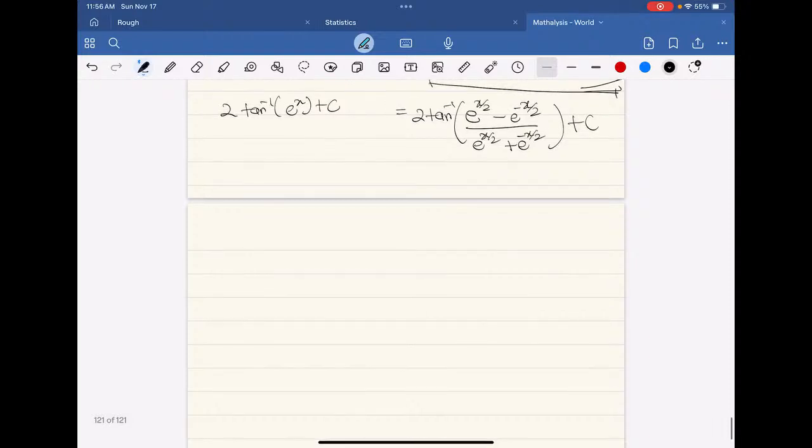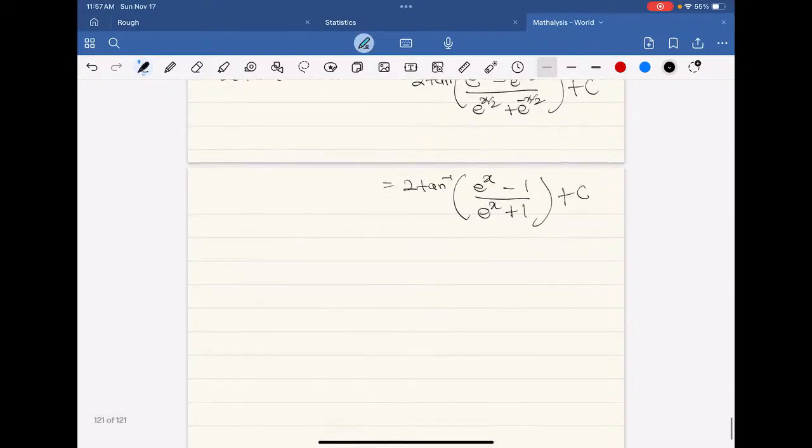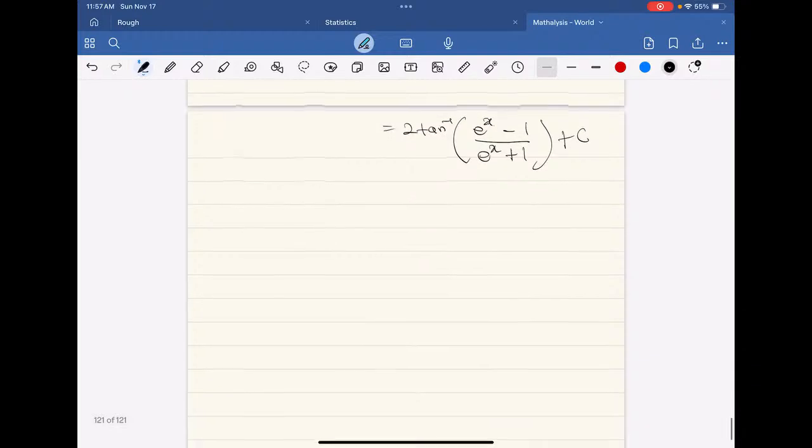If I just multiply numerator and denominator by e to the power x by 2, I don't know if I'm in the direction of the answer or not, but I'm definitely doing a good thing, I guess. So if I multiply numerator and denominator by e to the power x by 2, I will get e to the power x minus 1 by e to the power x plus 1 plus c, right? How do I make use of this now?